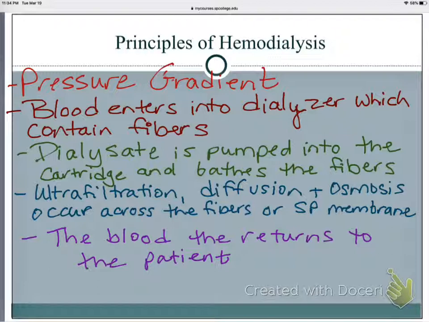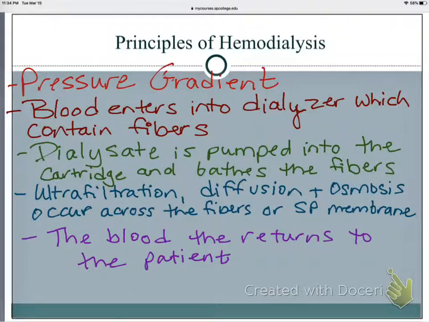So we talked about hemodialysis, the dialyzers. We talked about how hemodialysis works, general principles of dialysis. It works with a pressure gradient. The blood enters into the dialyzer, which has the fibers. The dialysate is pumped into the cartridge and bathes the fibers with ultrafiltration, diffusion, osmosis, like we talked about earlier. And this occurs across the fibers of the semipermeable membrane, which is synthetic, and then the blood returns to the patient.